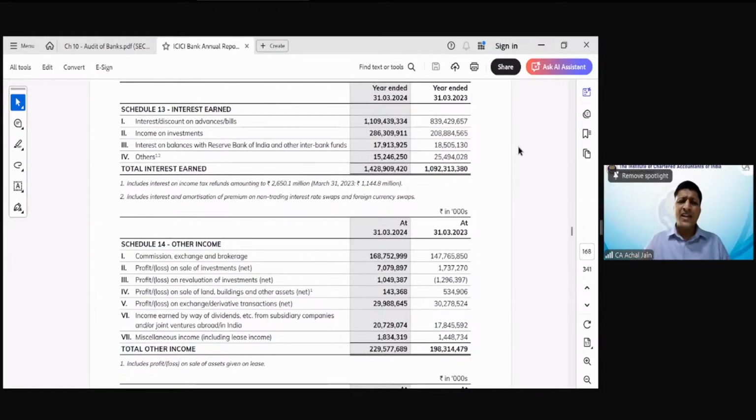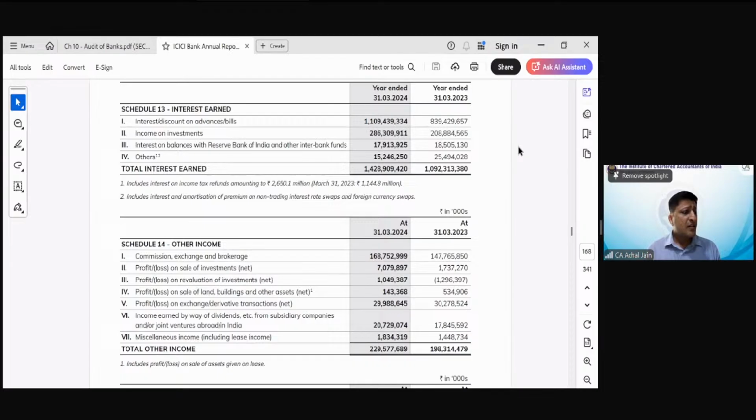So here we have, idea is again to look at what all items you'll see in the P&L. So you have interest on advances. Then on the investments, you'll have some income. Any balances with the RBI, any other banks which are maintained, will also fetch some interest income. And anything which doesn't fall in this category, others. For example, in this case, the nature of others is specified.